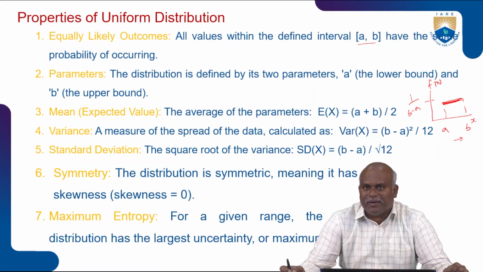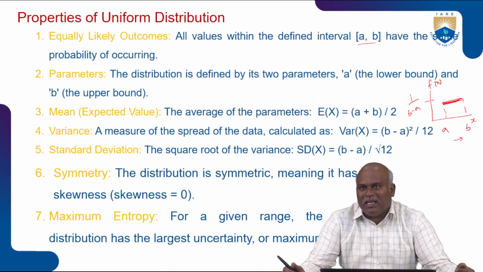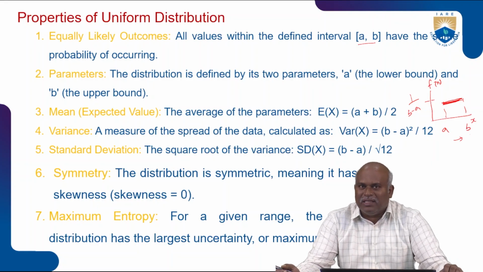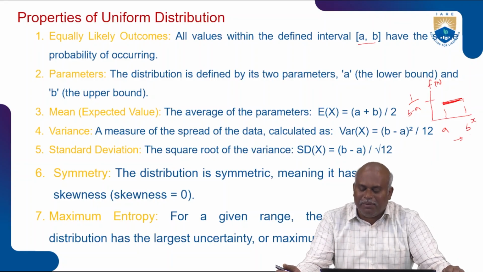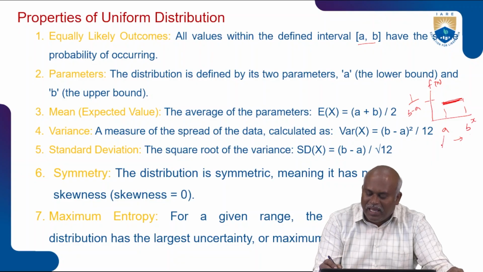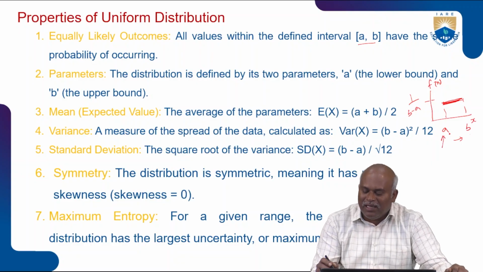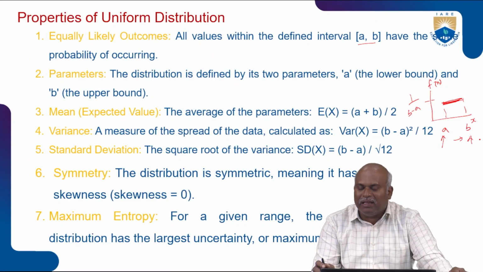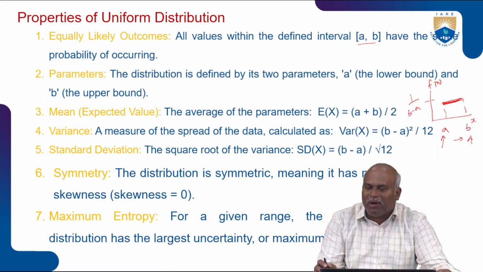Next is the parameters. It consists of two parameters. One is represented as the lower boundary parameter, and another is represented as the upper boundary parameter. The lower boundary parameter I represent as A, and the upper boundary parameter I represent as B. The probability density functions are uniform.